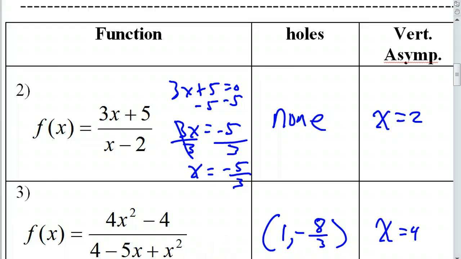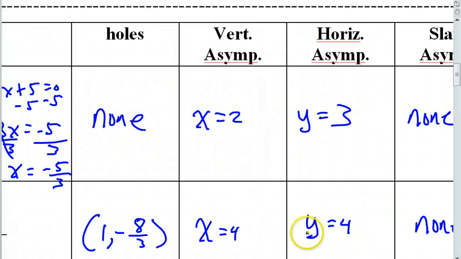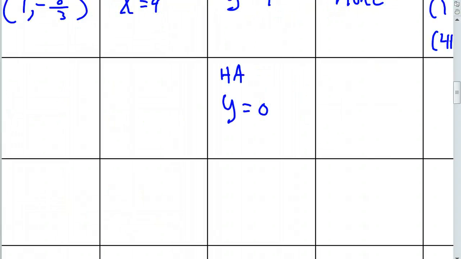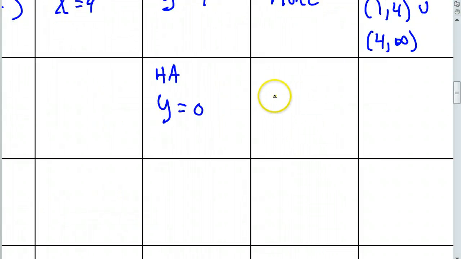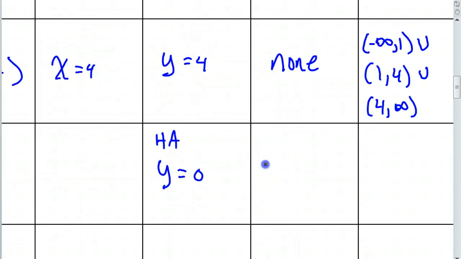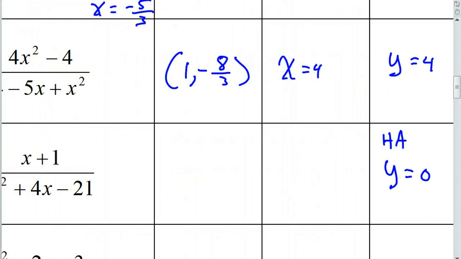I just have to look up at the columns. All right, so third column. So y equals 0 is my horizontal asymptote. Okay? That means there won't be any slant asymptote because you can't have both. So slant asymptote, none.